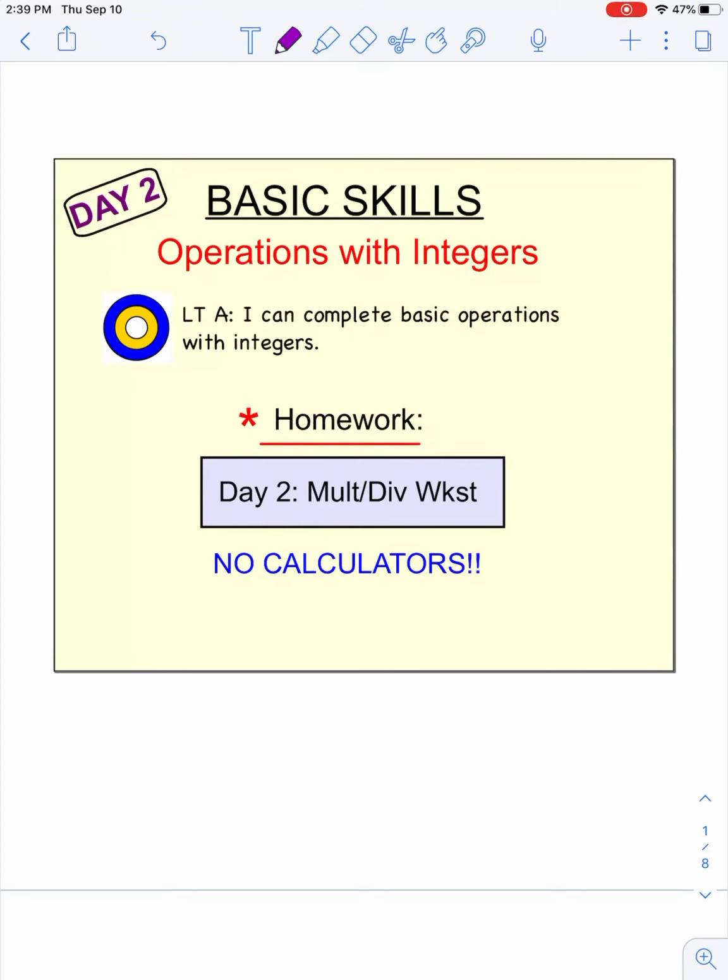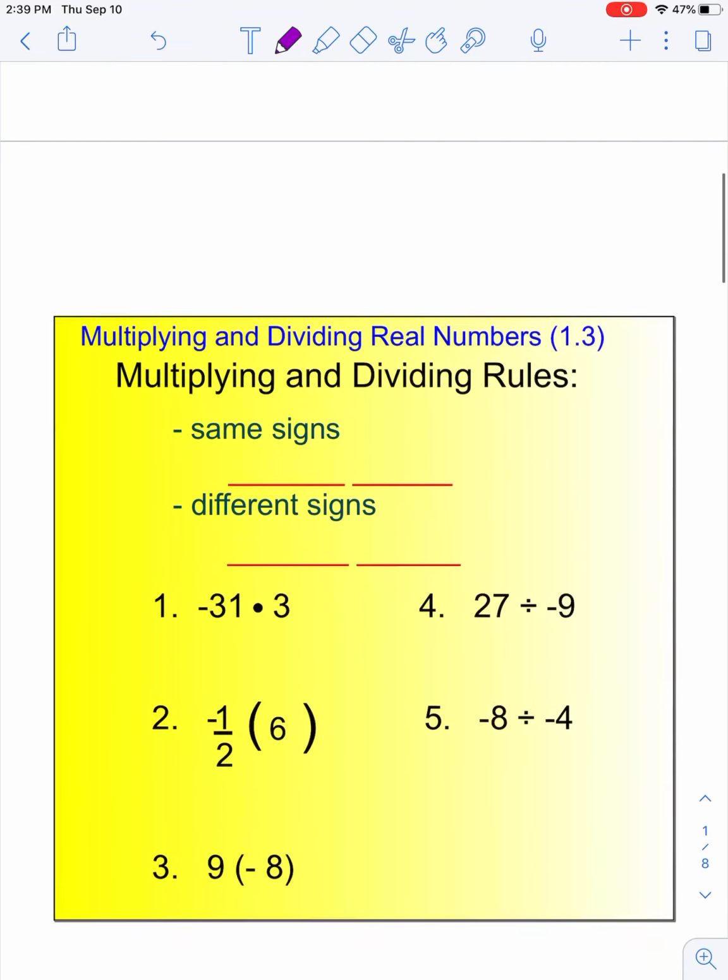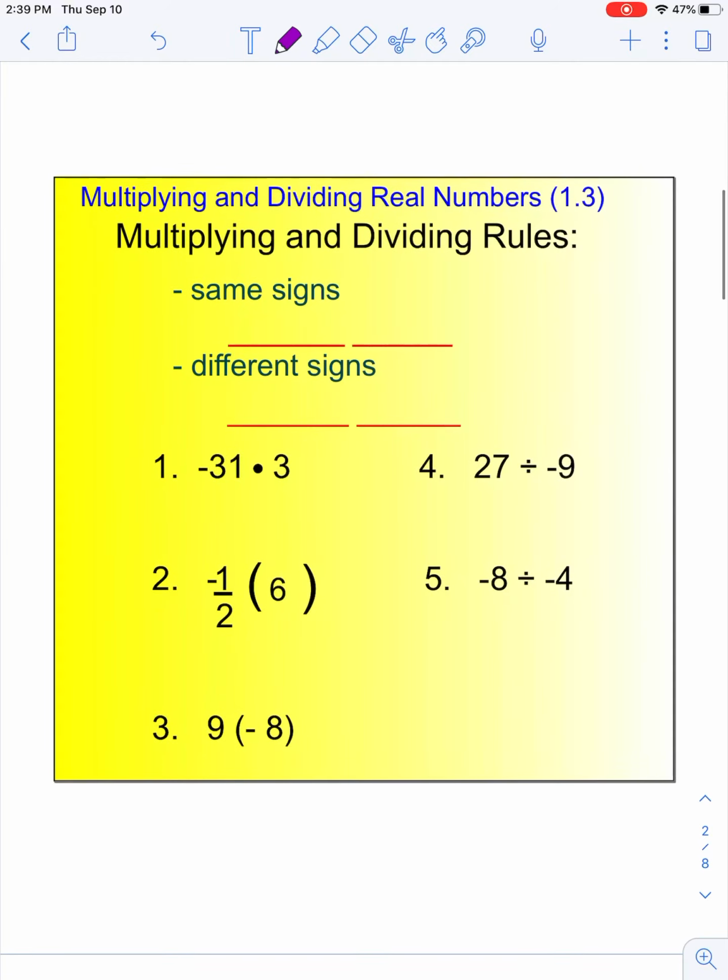Basic Skills Day 2, Operations with Integers. We're going to work on multiplying and dividing. Remember, all of this is no calculator work.